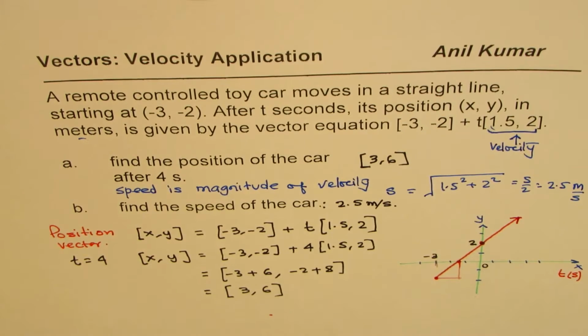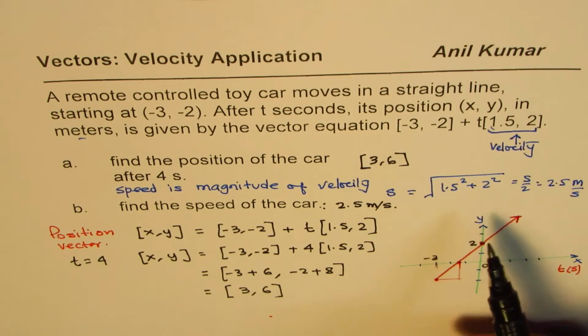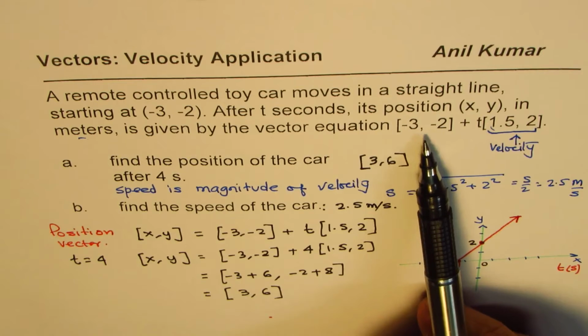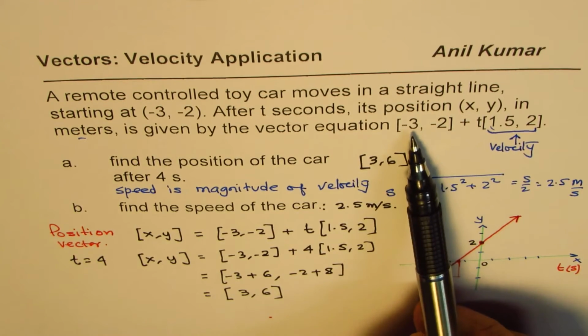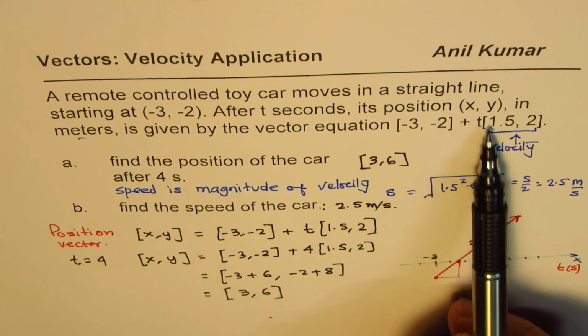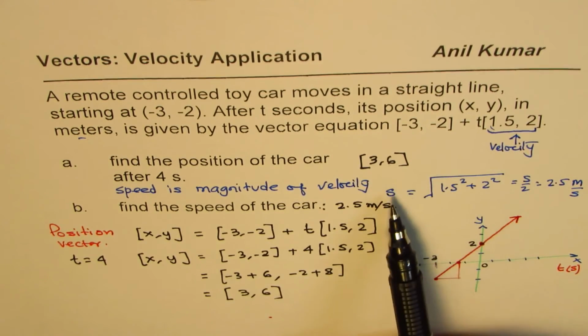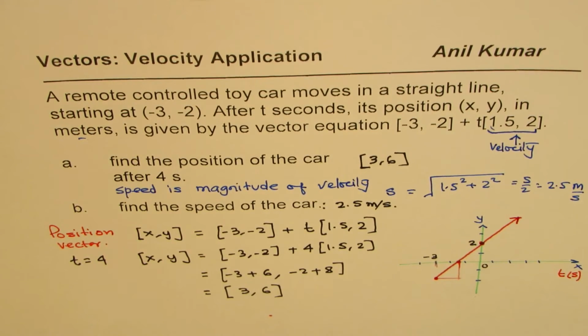So I hope the concept is clear. A straight line motion of a toy car can be represented by a vector equation in which the first part is the starting point. When t is 0, you get (-3, -2). And t times whatever is the velocity, the constant velocity of the car. Magnitude of velocity is speed, which we found and wrote. So that is the basic concept. With this, let us move and solve few more application questions on velocity.